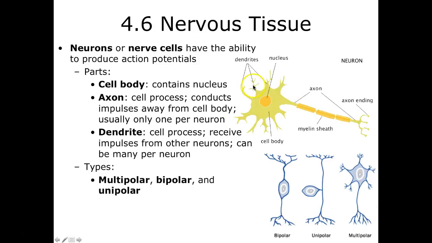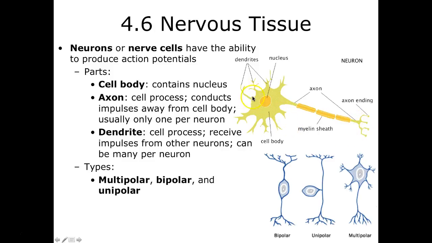So our neuron has a cell body, which is where we'll have our nucleus along with the majority of our other organelles. It also has an axon, which is this long process over here, and this is the area where our action potential will move away from the cell body and over to the axon terminal or the axon ending here.